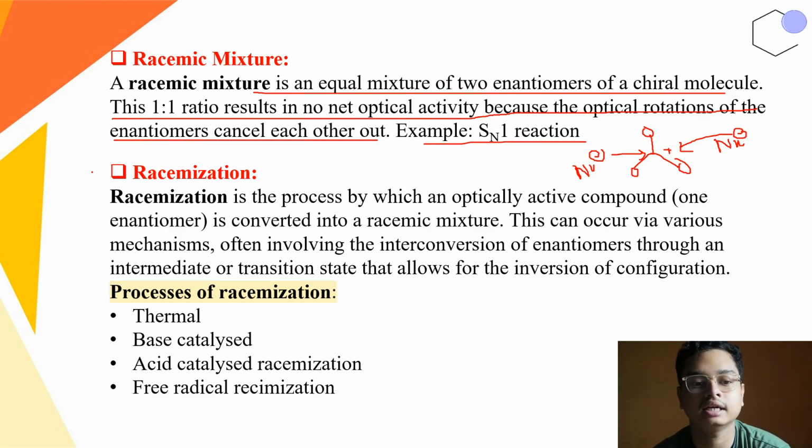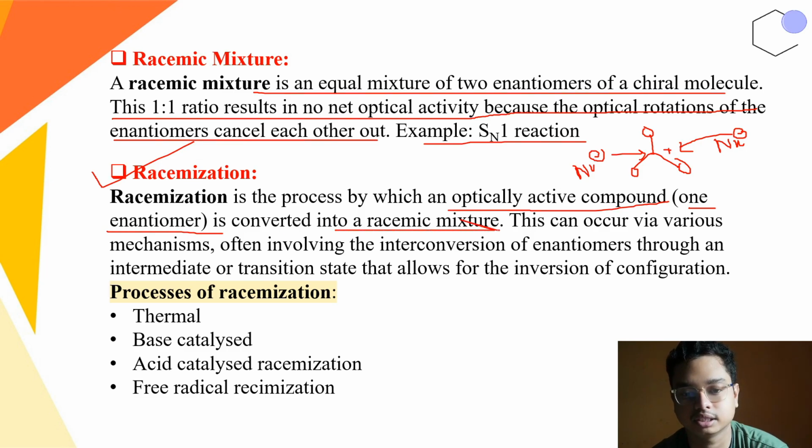Another important thing is racemization. Racemization is a process by which an optically active compound of one enantiomer is converted into a racemic mixture. This is a very important thing, and it can occur via various mechanisms: thermal racemization, base catalyzed, acid catalyzed, and free radical racemization.